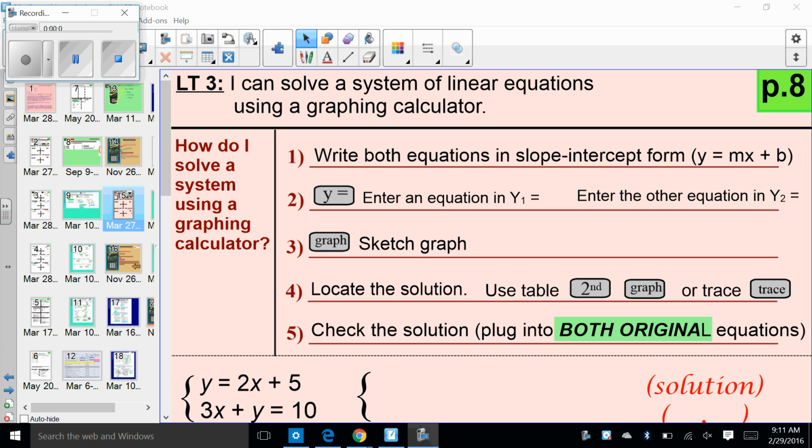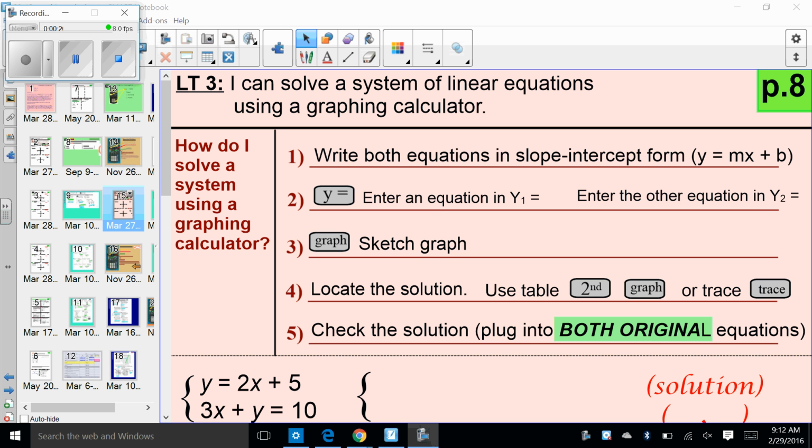Hey, 8th grade. So our learning target today is: I can solve a system of linear equations using a graphing calculator. We're going to do some things a little bit backwards today. What we're going to do is start by doing all the math, showing all of our work, and then at the tail end of the lesson, we're going to pull up those graphing calculators.